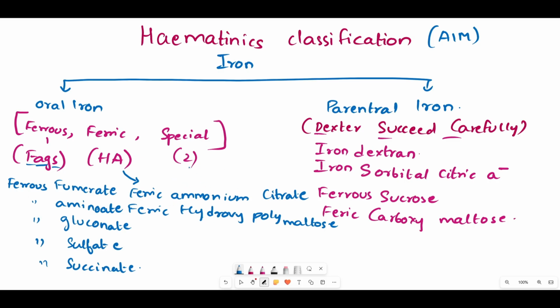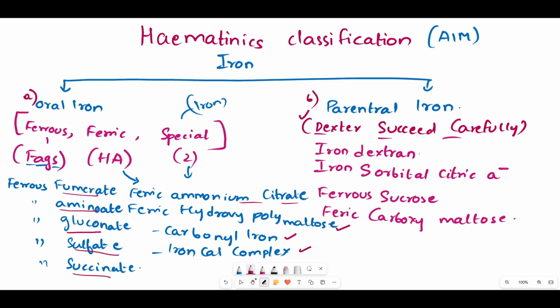Now coming to the third one, that is special. So there are only two drugs here. So one drug is carbonyl iron. So those special drugs will be having iron in it. Okay. So one is carbonyl iron. One is iron cal complex. Carbonyl iron, iron cal complex. So then this class will be done. So this is the complete classification of hematinics.